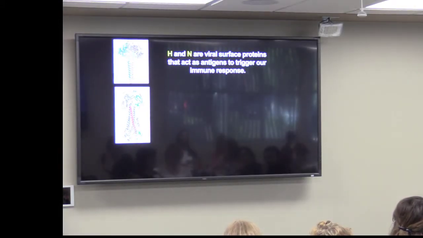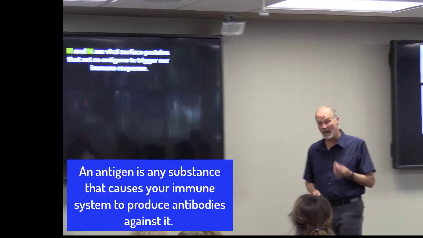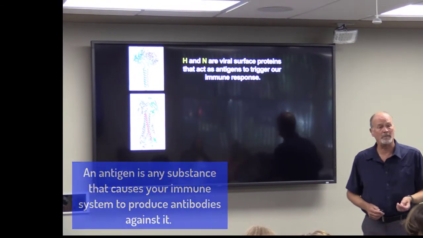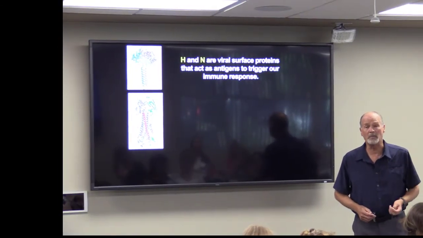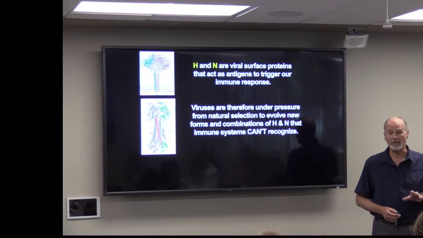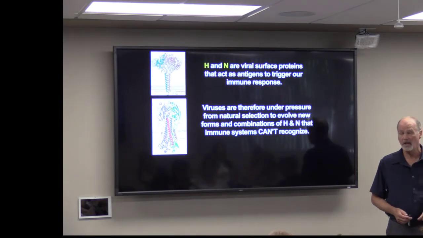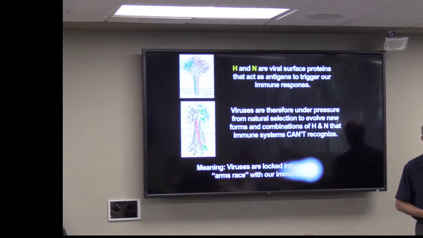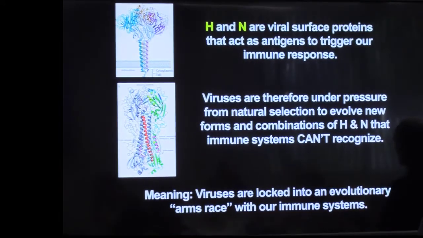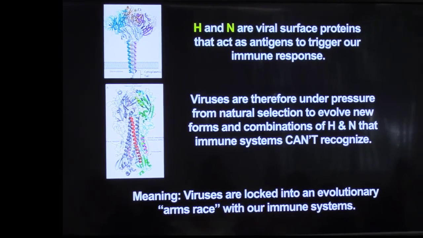So these are viral surface proteins. They act as antigens to trigger the immune response. So when you get the flu, you actually do build up antibodies against it. And those antibodies basically are triggered against those 2 proteins. So viruses themselves are under selective pressure to form new combinations every year that our immune system doesn't recognize. And that means viruses are kind of locked into an evolutionary arms race with our own immune system.